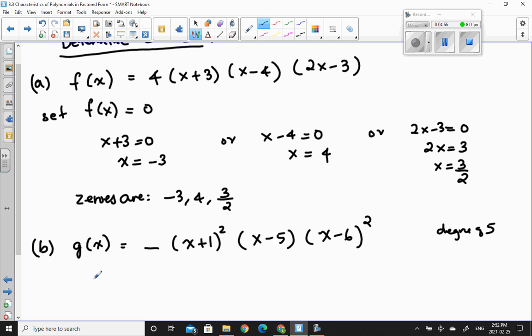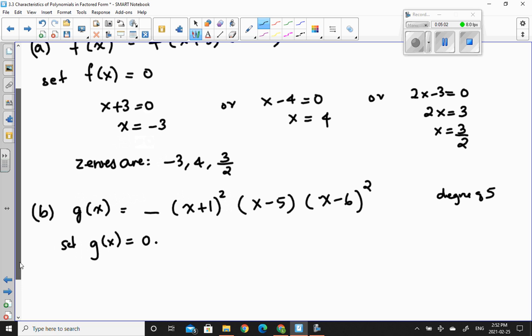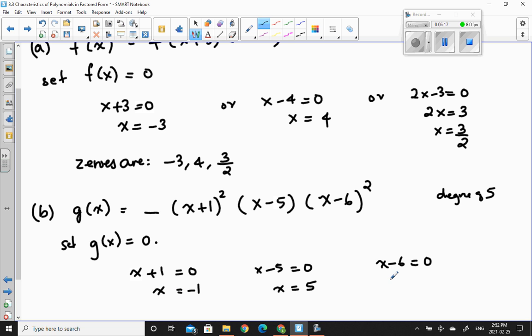So what are the zeros? Well, set g of x to 0, and you can find that it can be 0 if any of these are 0. So x plus 1 could be 0, or x minus 5 could be 0, or x minus 6 could be 0, which means the function is 0 at x equals -1, or x equals 5, or x equals 6. So the zeros are -1, 5, and +6. All right?